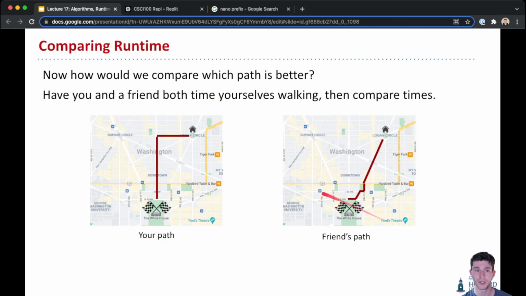One option that you could do is you could take a race. You could have a race with your friend. So you and your friend both time yourselves walking, starting from the same place. Y'all are right at Logan Circle. And then you take one path, your friend takes another path, and you time yourselves to see who gets to the White House first and how big of a difference there is. Can you think of anything wrong with this approach?